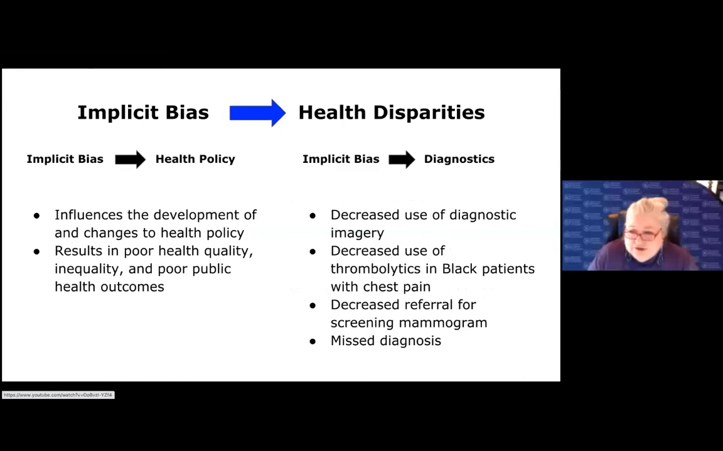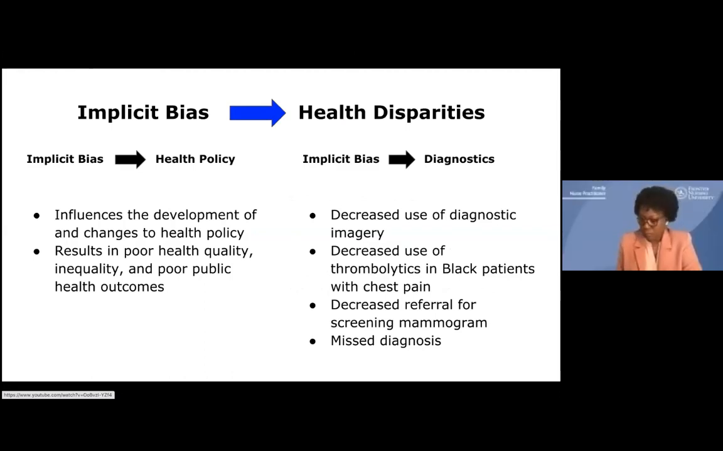Implicit bias is a contributing factor to health disparity. It can influence the development of and changes to health policy that are needed to improve care to minority populations. And without a more diverse and inclusive health policy, the results will be poor health quality, less equality in care, and a poor public health outcome.